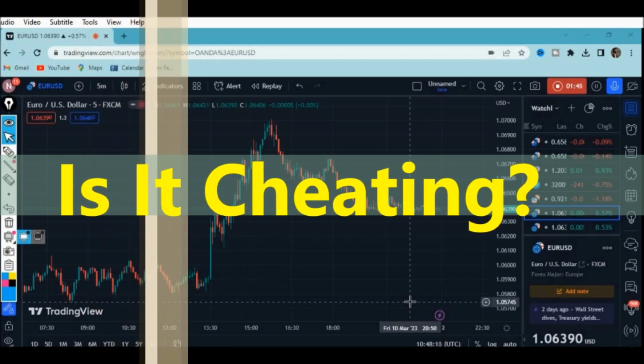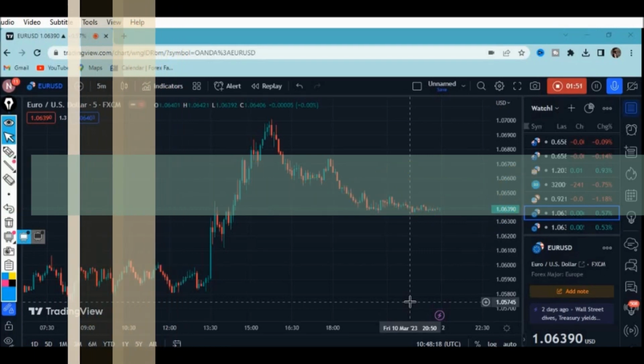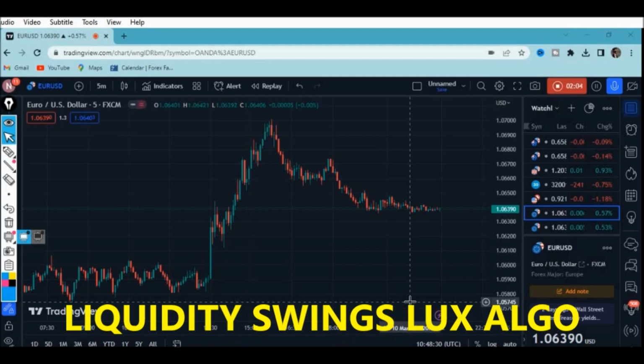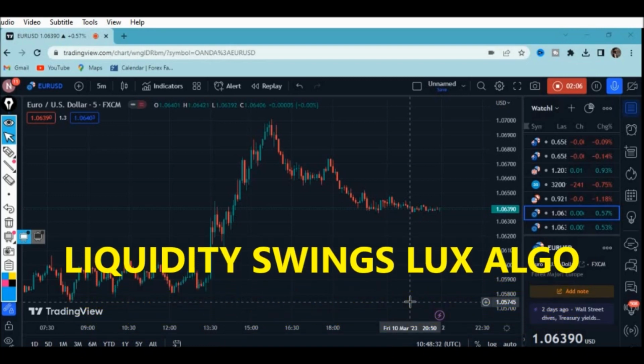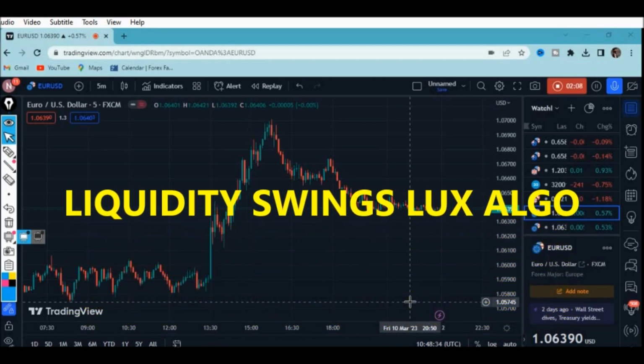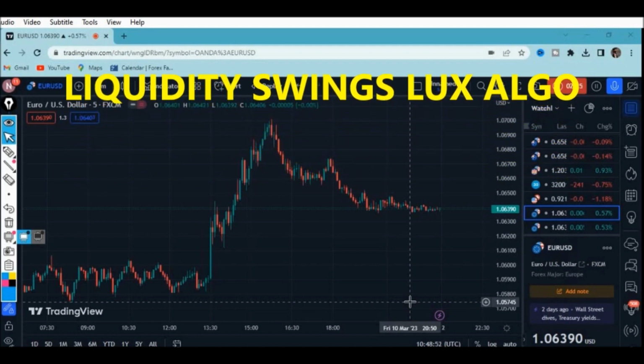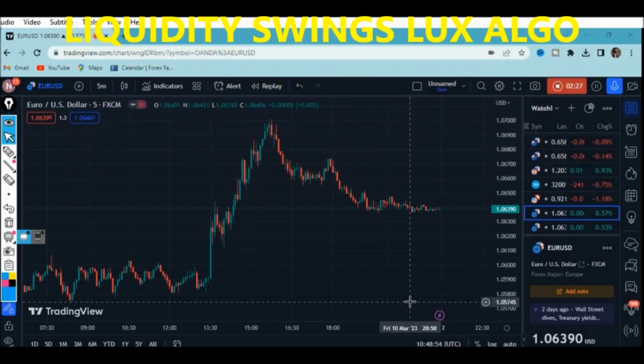If you're experienced, you can use indicators or not. Personally, I sometimes use indicators, especially when I am traveling and want to execute a trade. I would just insert the indicator that I feel is working better for me, like the liquidity indicator. I can add an indicator to spot support and resistance, especially when I'm using my phone and want to analyze the market. It simplifies things for us. So in this video, let's talk about Liquidity Swings by Lux Algo.